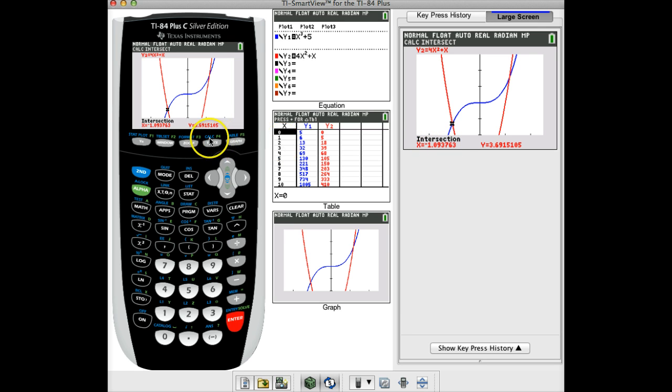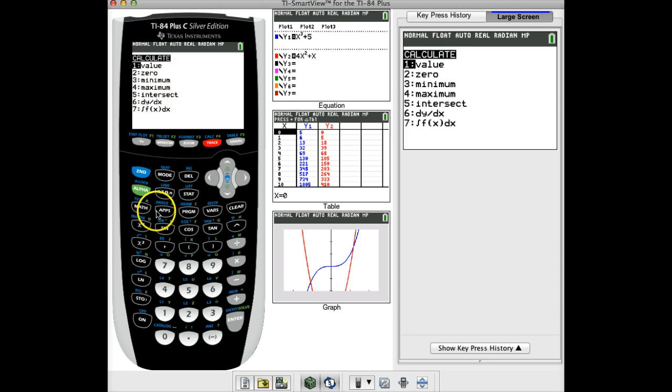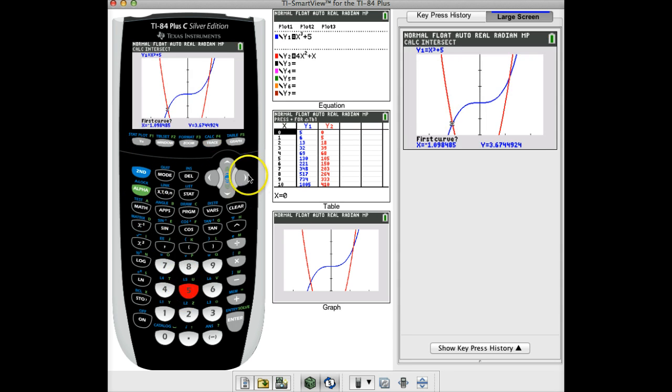Now to get the second solution, I have to hit second trace again, and 5 for the intersect. And I'll go ahead and scoot over to the second zero. Now this is a cubic, so at most there's going to be 3 zeros for this cubic, and I can see 2 of them, but I think there's going to be something happening with the third zero. So I'm going to hit enter on the first curve, then the second curve it's going to ask me, I'll go right about there, and now I'll guess. So now the second solution is x equals 1.16.